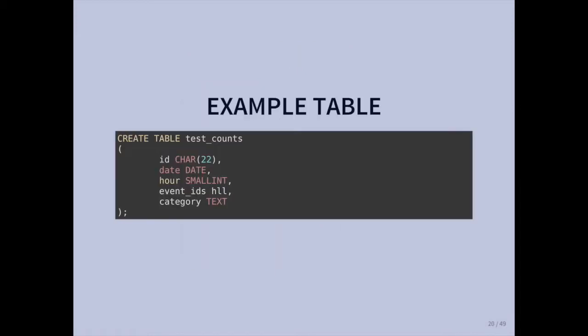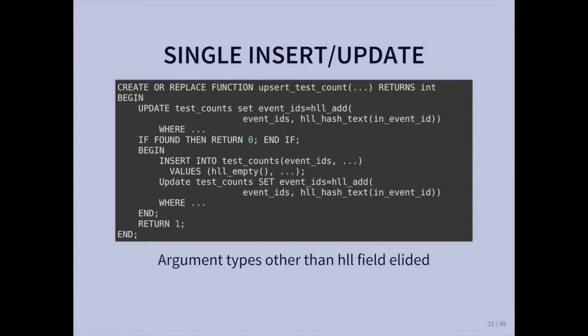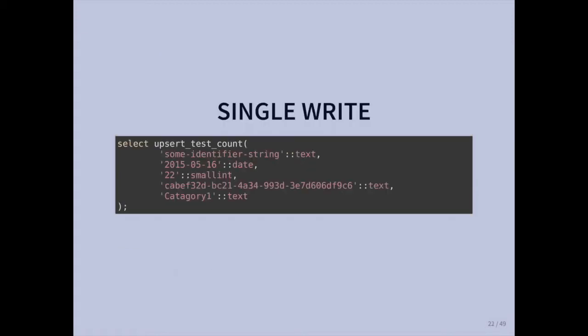We have a really simple table here with an ID, a date, an hour, event IDs, and that's our HLL there. Category is just some text that we'll want to be able to filter or group by later. This is just an upsert, and unfortunately it's really messy, and I elided a lot of information that wasn't related to the HLL data type. It's going to be hard to read, so I'm going to skip it. But basically, this is an upsert that uses HLLs on that table, on each of the data shards. So a single write looks like this.